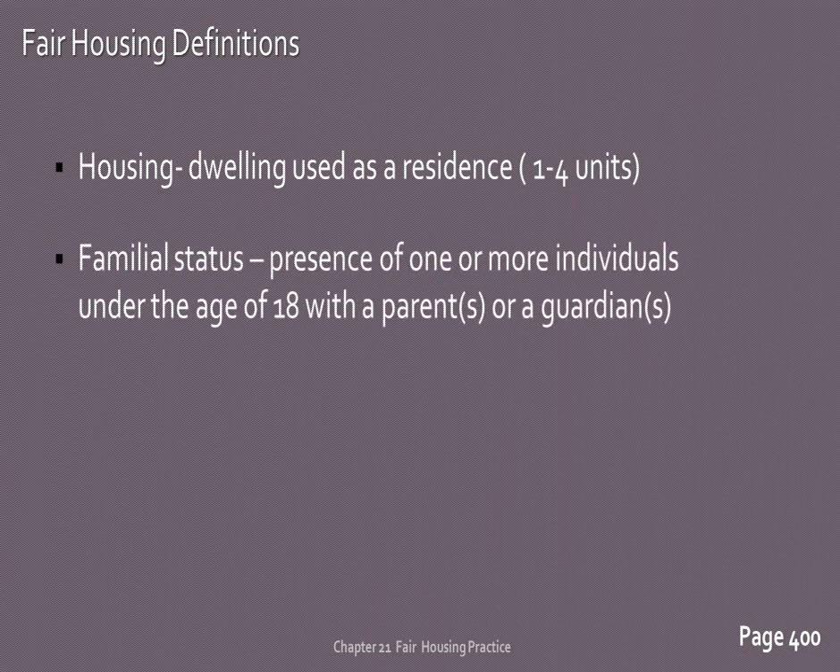Familial status, you heard us talk about before, is important. It's primarily involved in leasing property, not so much sales, but leasing, where you can't discriminate against someone who wants to lease property. It does cover sales, but not as frequently as it does leasing. It applies where there is one or more individual parent or guardian with a child under the age of 18. And if you refuse to rent to them, then you're discriminating because of familial status. This also includes women who are pregnant.